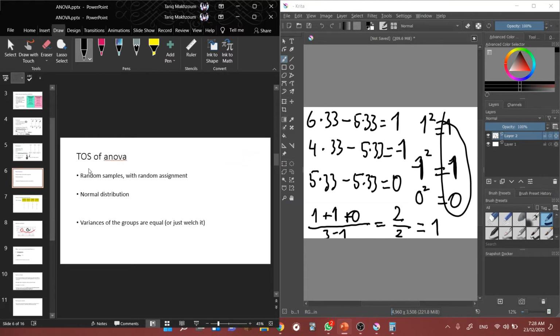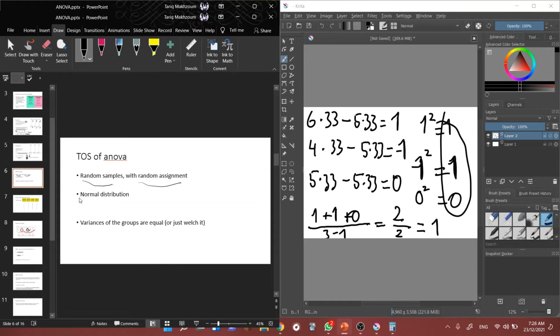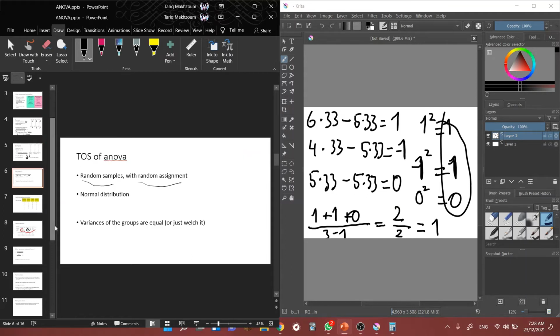Right? And so there are some assumptions with ANOVA. And the first one is random samples and random assignment. So these patients were selected randomly, and we randomly put them in one of the three groups. The second one is normal distribution again. And the final one is that the variances are equal. Okay?